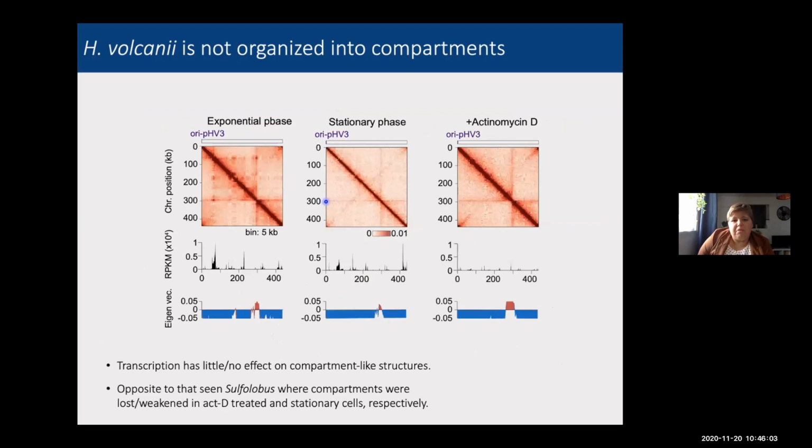You can see this a bit more when you zoom in. So for example, here we have exponential, stationary and actinomycin D treated cells. Stationary also has a change in its transcription relative to exponential. And you can see that although you have changes in transcription and changes in structuring, you don't really change this compartment. And so this is the opposite to what was seen in the Sulfolobus.